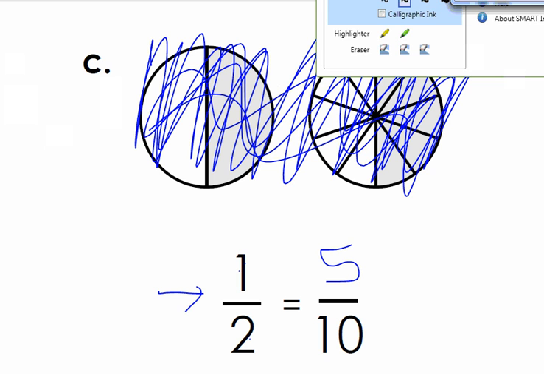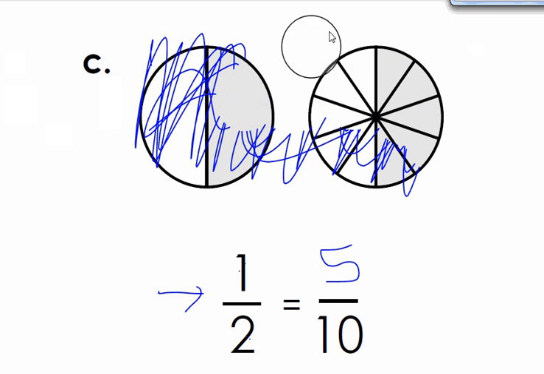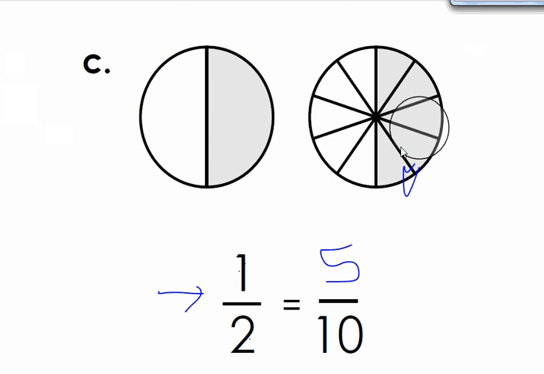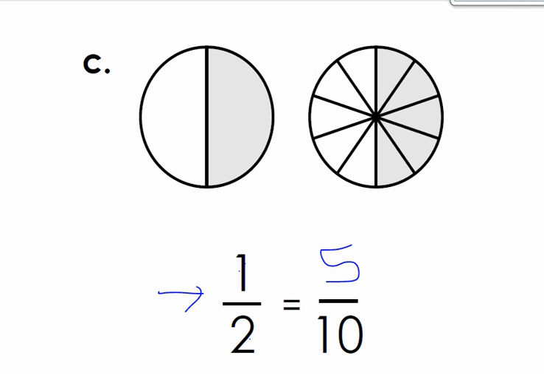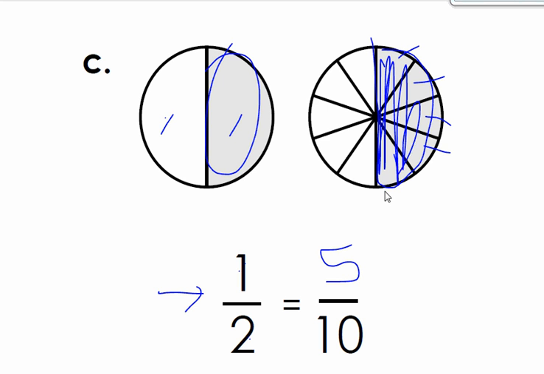Well, look at our shapes. Okay, 1/2 means there's 2 sections and 1 is shaded in. 5 tenths is also equal to a half because out of the 10 sections, 5 are shaded in. And this is half, which is equal to a half, which is equal to 5 tenths.